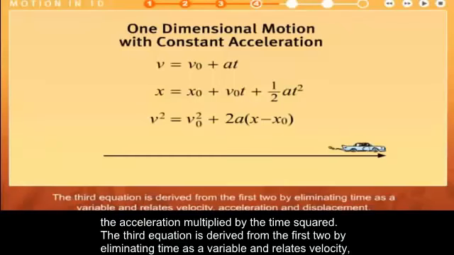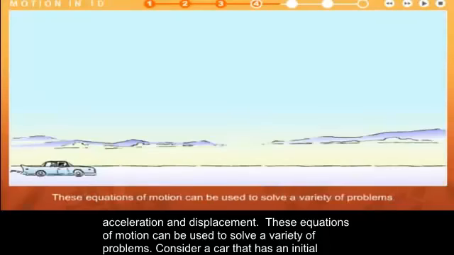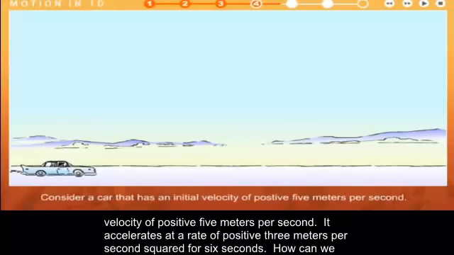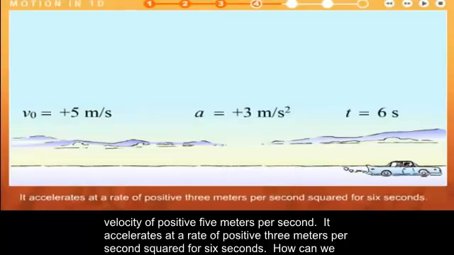The third equation is derived from the first two by eliminating time as a variable and relates velocity, acceleration, and displacement. These equations of motion can be used to solve a variety of problems. Consider a car that has an initial velocity of positive 5 meters per second. It accelerates at a rate of positive 3 meters per second squared for 6 seconds.